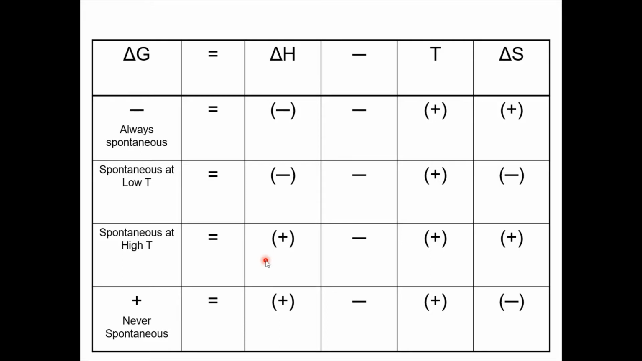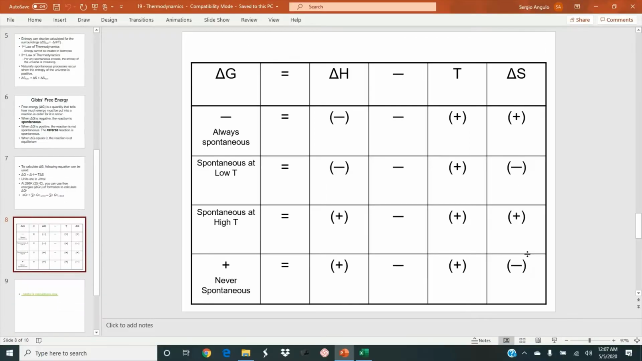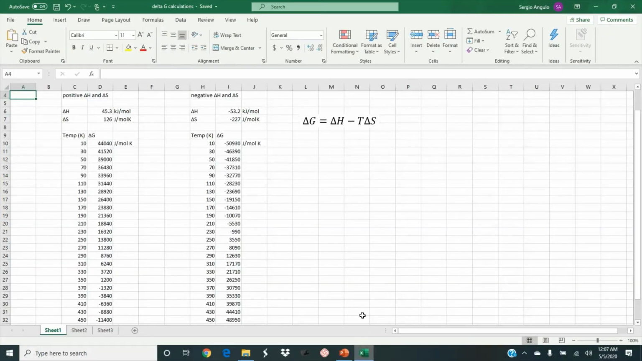Okay, let me go ahead and show you on a spreadsheet here how that can work. So on this spreadsheet, hopefully you can see it. I know it's kind of small. I'm trying to get everything in here. I've got two situations here. We're using this equation: delta G is equal to delta H minus T delta S.